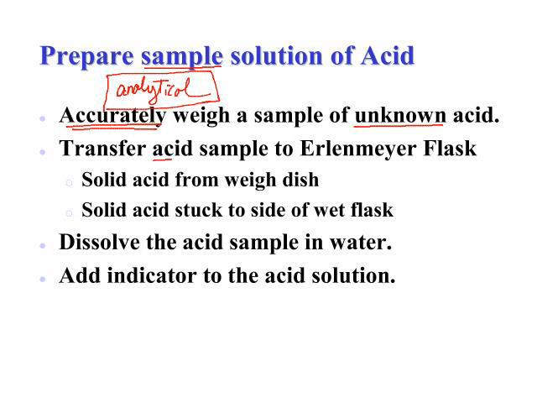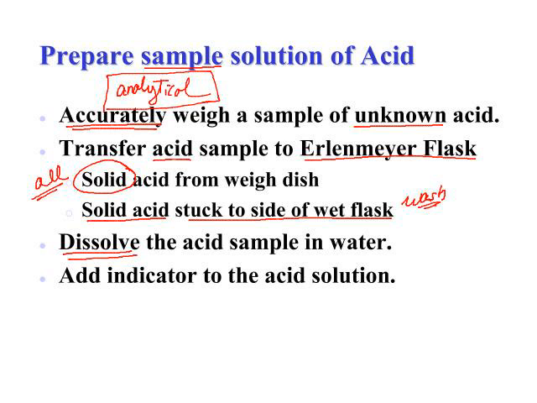You will transfer this acid to a clean Erlenmeyer flask. Make sure that you transfer all of the acid from the weighing dish. Some of the solid acid will get stuck to the sides of the wet flask, so make sure that you wash this down with your wash bottle. Completely dissolve the acid sample in your water and add a few drops of the appropriate indicator to the acid solution.